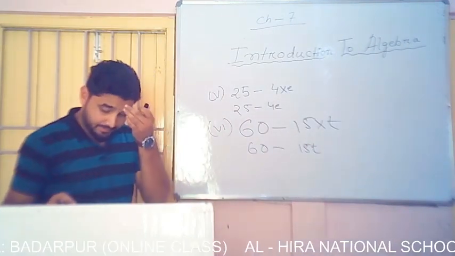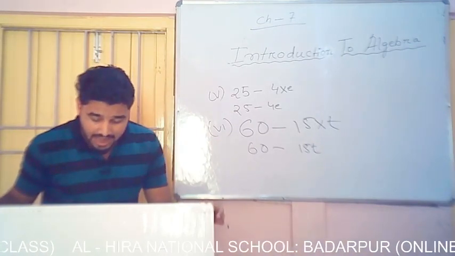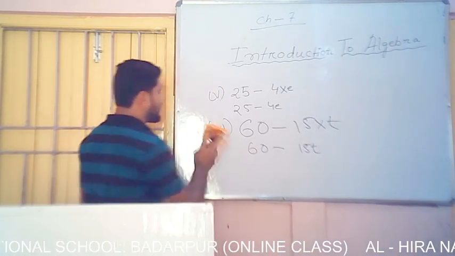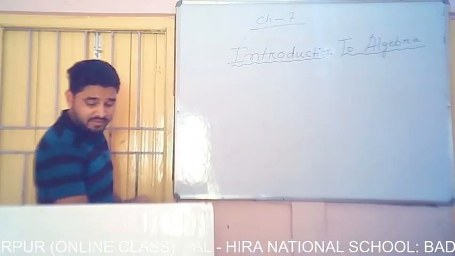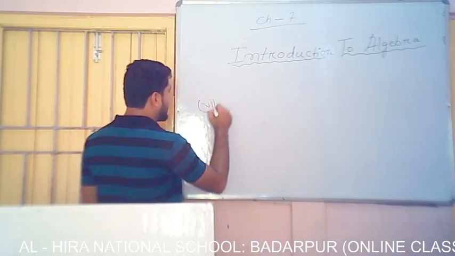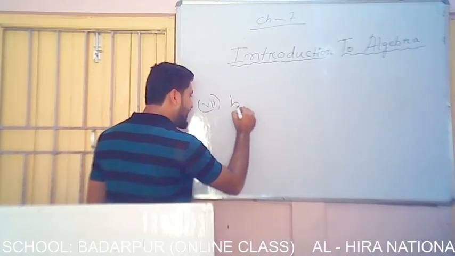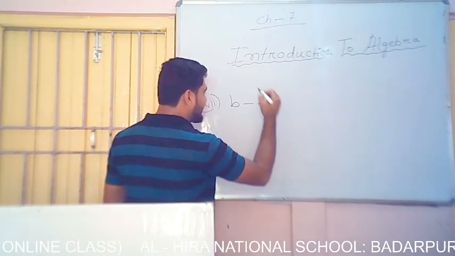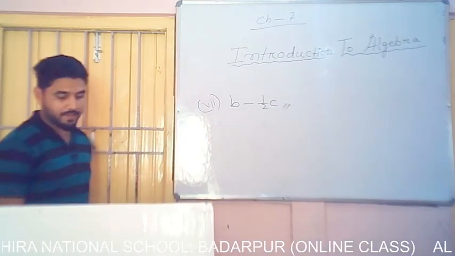Now come to question number 7. b decreased by 1/2 c. b decreased by 1/2 c. That means b decreased means minus 1/2 of c. Of means multiplication. So that is your answer.